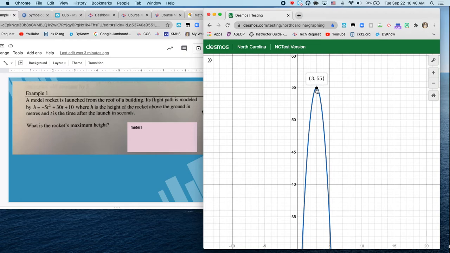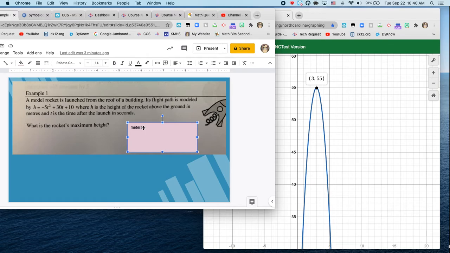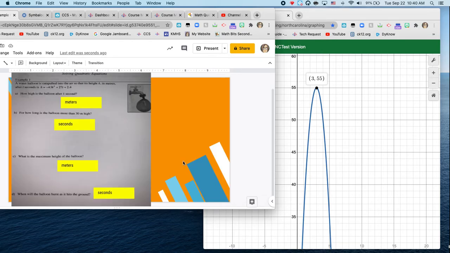So if I click that and make that a black dot, you can see that the maximum, or the vertex of this, the y value, is 55. So the maximum height you're going to get in this function is 55 meters. So 55 meters.